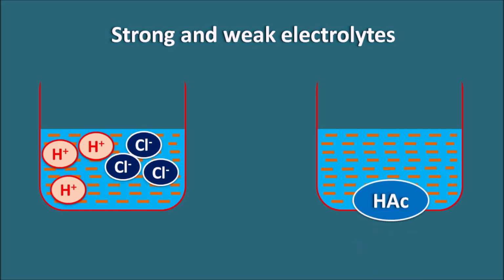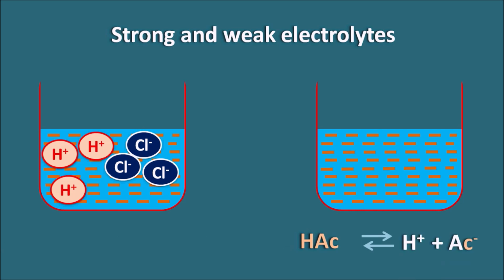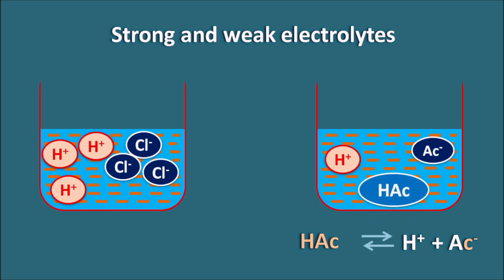Now let us take another beaker with water, and in this we dissolve acetic acid. What happens? Since acetic acid is a weak electrolyte, it cannot completely dissociate, but it achieves an equilibrium and is converted to H plus as well as acetate ions. So within the solution, we can observe H plus ions and acetate ions, along with undissociated acetic acid. In this way, strong and weak electrolytes can be identified based on their degree of dissociation.